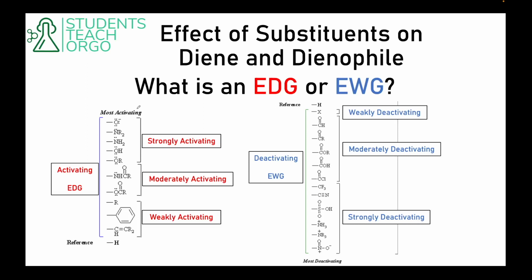So you can see that these would be some of your stronger donating groups, and these would be some of your stronger deactivating groups or withdrawing groups. And just feel free to reference this table in the following problems if you're confused as to whether a group would be donating or withdrawing.